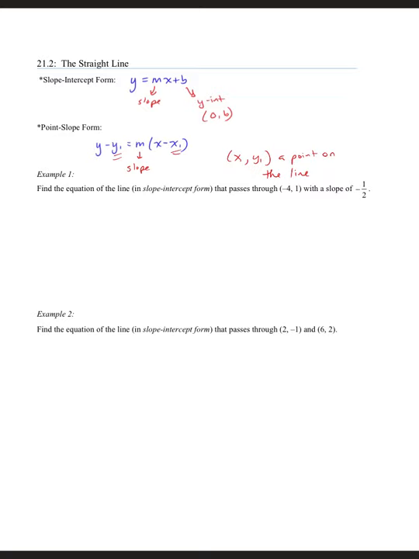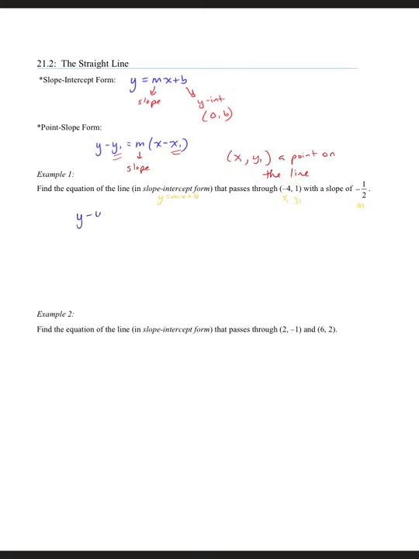So the first example here: find the equation of the line in slope-intercept form that passes through the given point (-4, 1) with a slope of -1/2. Well, we know that our final answer needs to be slope-intercept, which is y equals mx plus b. However, we don't know what the intercept is, so we can't just use the slope-intercept form. We have this point, which would be this x1 and y1, and we also know our slope of -1/2. So before we can get to slope-intercept, we need to use point-slope because we know a point and the slope.